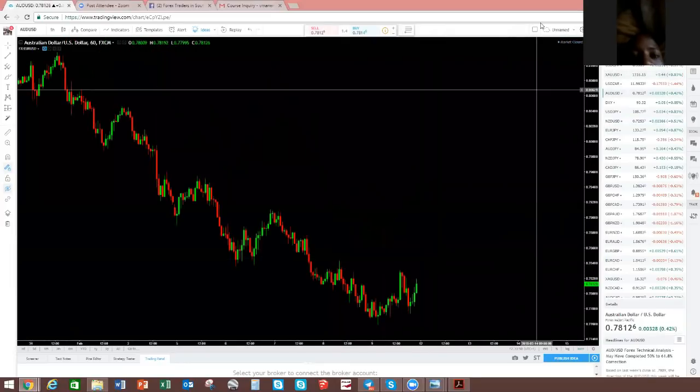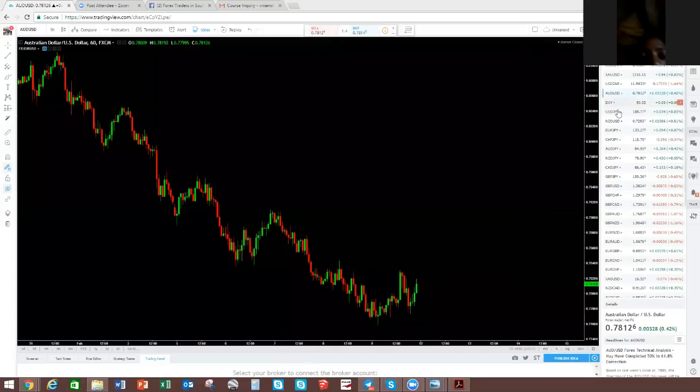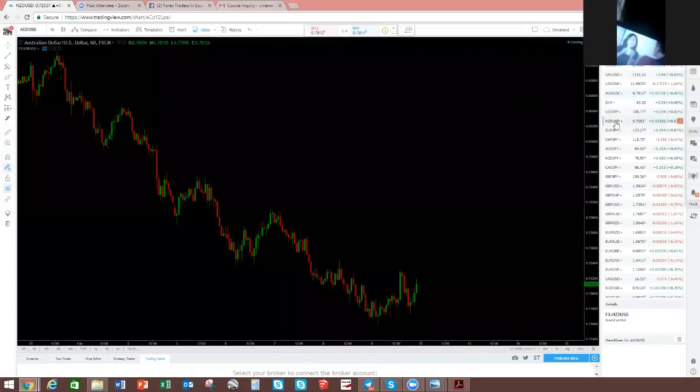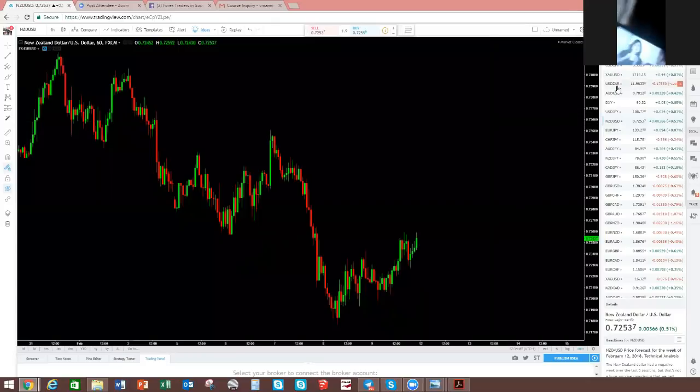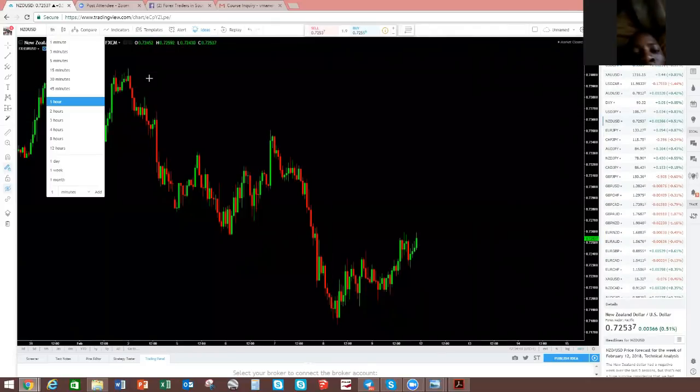You see here, we've got a move. Aussie is still busy with this correction, but New Zealand has already done this move. So we'll anticipate that Aussie will give us this move as well. Okay, so if I just go to Aussie and show you the higher time frame, what we're looking for here.